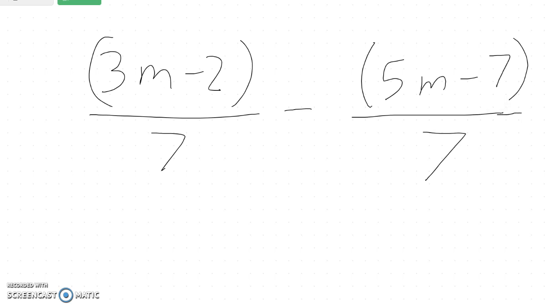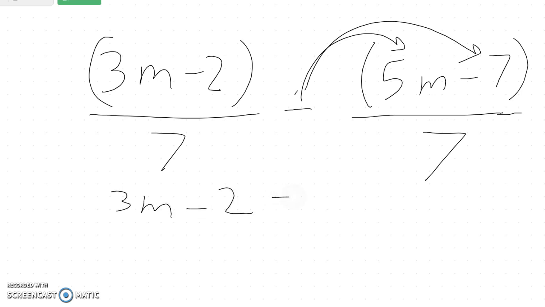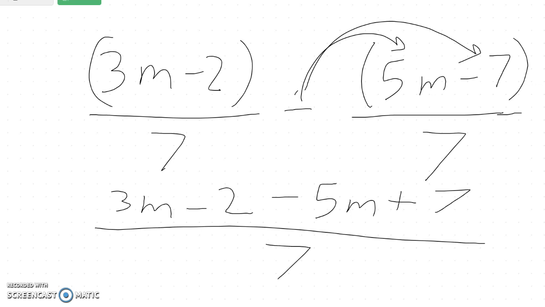Now, you probably know what to do over here as well. You probably know that this minus sign, you've got to distribute it to here and to here. And you probably know that you get 3m minus 2 minus 5m plus 7 over 7. If that's unfamiliar, if that doesn't sound like something you know about, again, let your teacher know. Let's work on distribution before we come back to the rest of this.